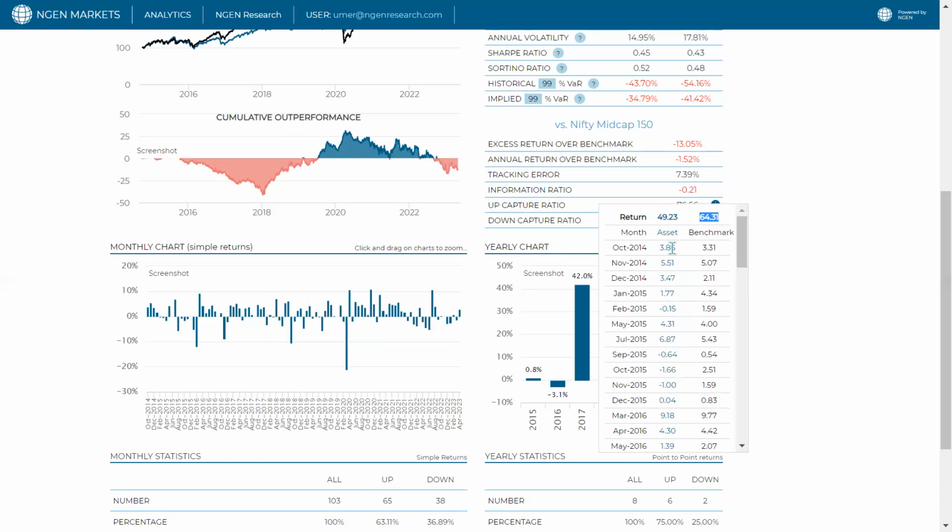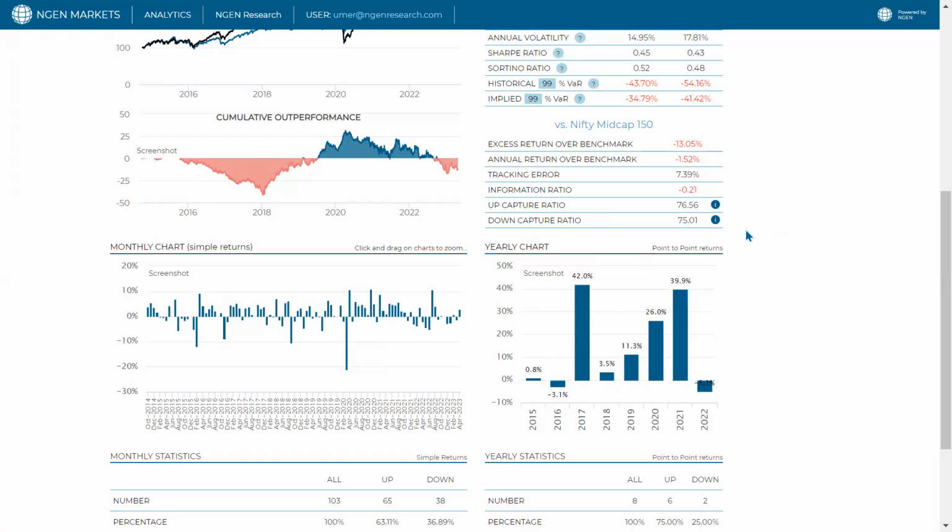And you can also see on a breakdown level that, for an example, in September 2015, our benchmark was actually positive, whereas our asset, which is our mutual fund, was actually negative, right? So that is how you can take a look towards the comparison of the up capture ratio. The up capture ratio signifies the performance of our asset when the benchmark was up, and the down capture signifies the performance of our asset when the benchmark was down.